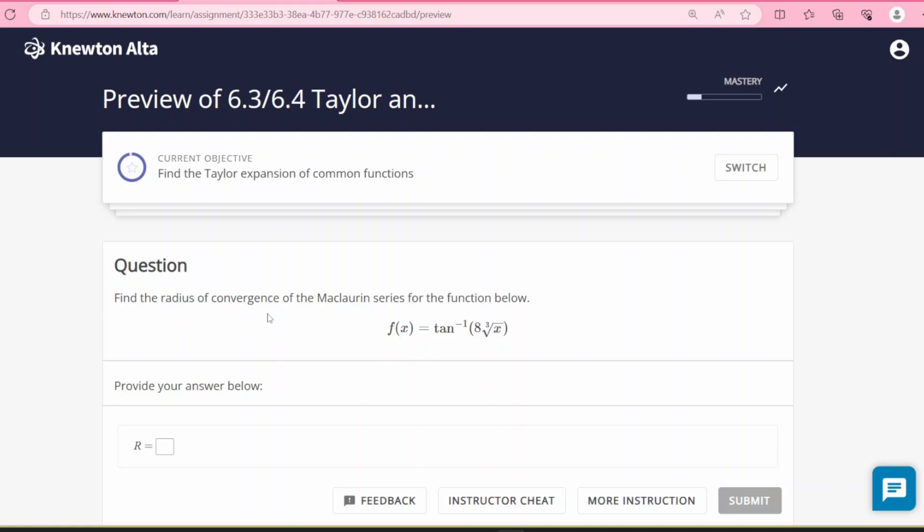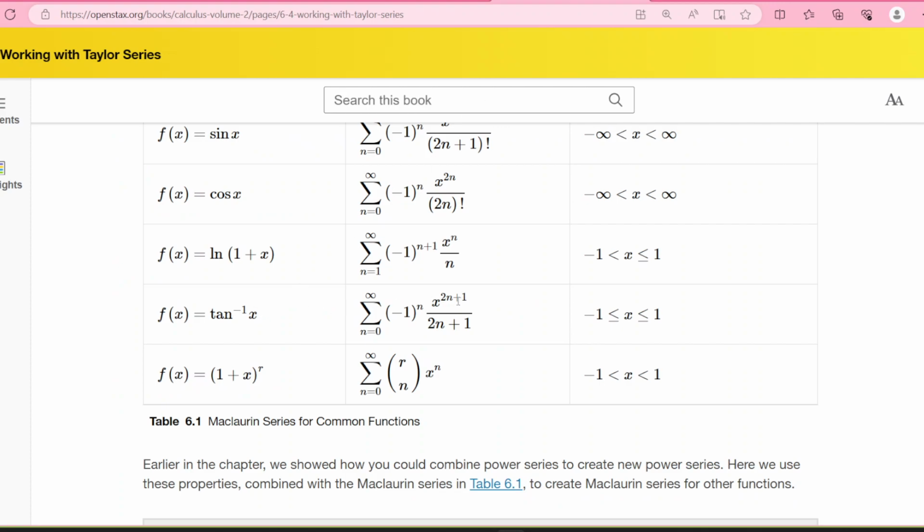Another radius of convergence problem. So again, we have an inverse tangent of something. And here's your Maclaurin series for inverse tangent of x. And this series converged when x was between negative 1 and 1, including negative 1 and 1. So then the radius of convergence was 1. So I'm just going to jump to the right column here for the radius of convergence, or we'll look for the interval of convergence first.